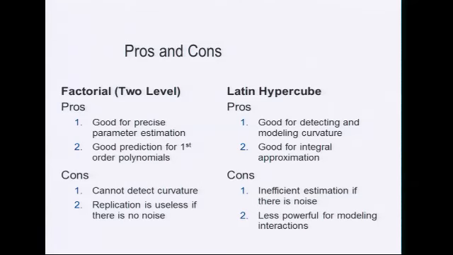So we have some pros and cons for the two kinds of designs. The pros for factorial design is they're good for precise parameter estimates, and that's precise meaning when you have variance, you lower the variance of the parameters by using these designs. And they're really good at predicting when you have a first-order polynomial approximation. A two-level factorial design can't do anything about detecting curvatures because you only have 2 points. And replication is completely useless if there's no noise. You just get the same function value over and over again.